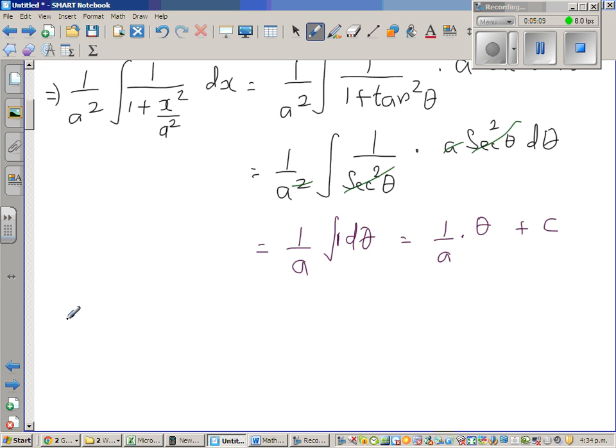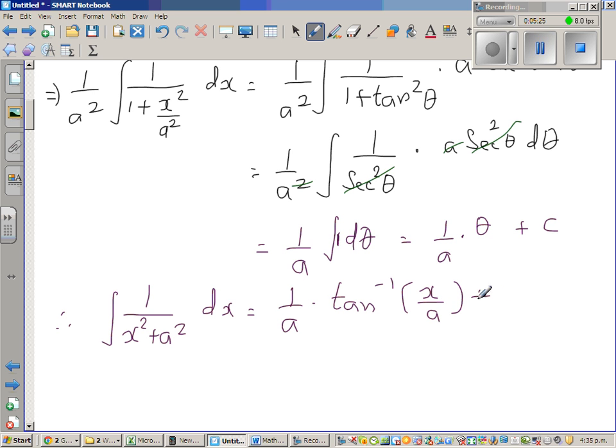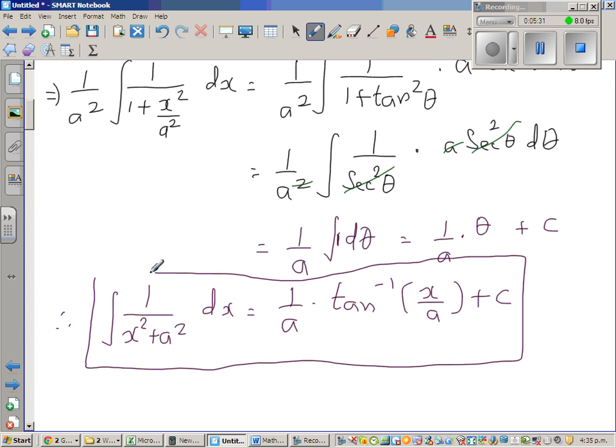Okay, therefore I can say integration of 1 over x squared plus a squared dx is nothing but 1 over a times tan inverse of x over a plus c. Now this is a very useful result. It's good if you can remember this result. Those who are learning high level of calculus, it's good that you remember this.